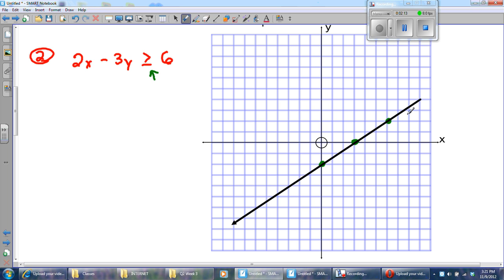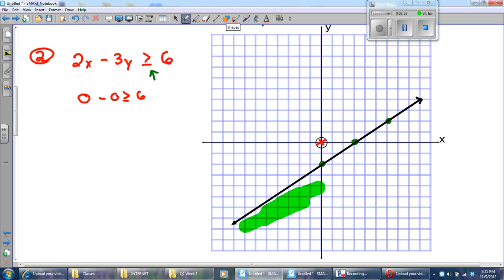And again, I can use my origin as my test point as long as my line does not go through the origin. So I'm going to plug 0. 0 is greater than or equal to 6. That is a false statement. And again, in this one, I will not shade the origin. I'll shade the other side.